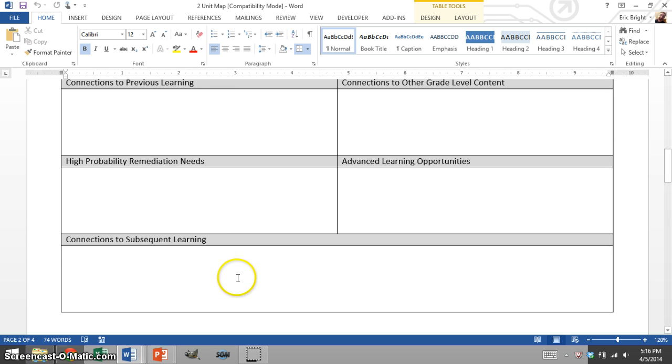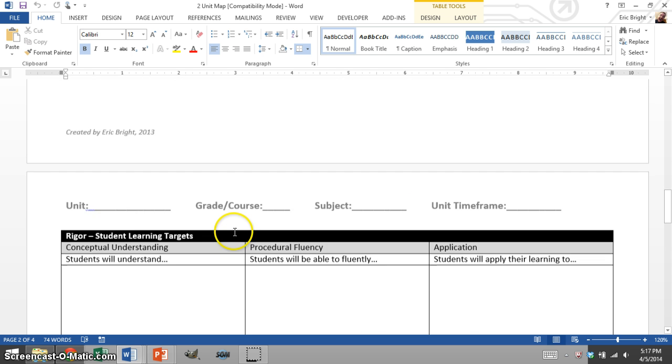And then thinking even further ahead, what connections are going to come up to subsequent learning, beyond you? If you're at the 8th grade level like me, you're thinking about what's coming up in high school that our students are going to need to know to make connections to that content. So this page is all about building your coherence as you design that unit.